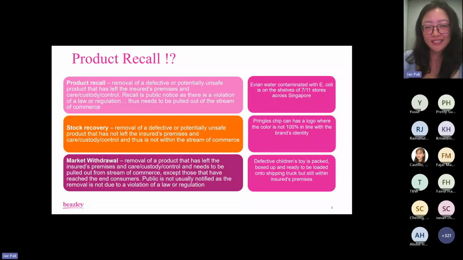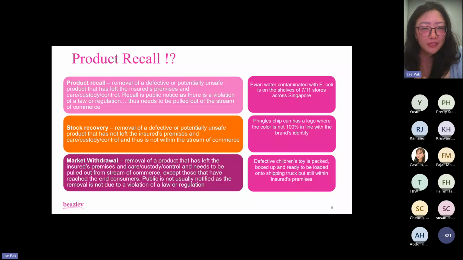Okay. The second example is a Pringles chip. There's a Pringles chip where the logo color is not 100% in line with the brand's identity. Would you consider this a product recall, a stock recovery, or a market withdrawal?